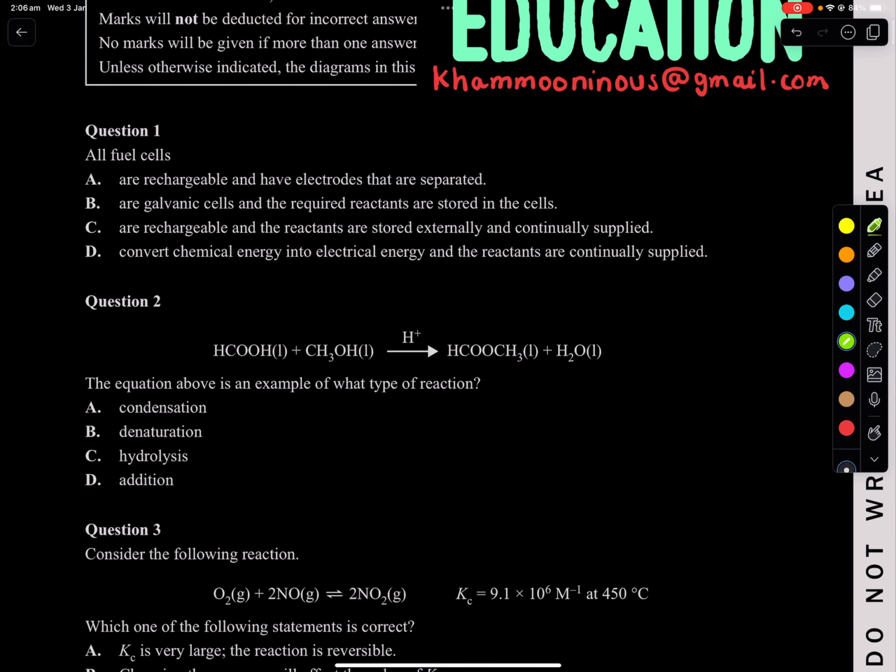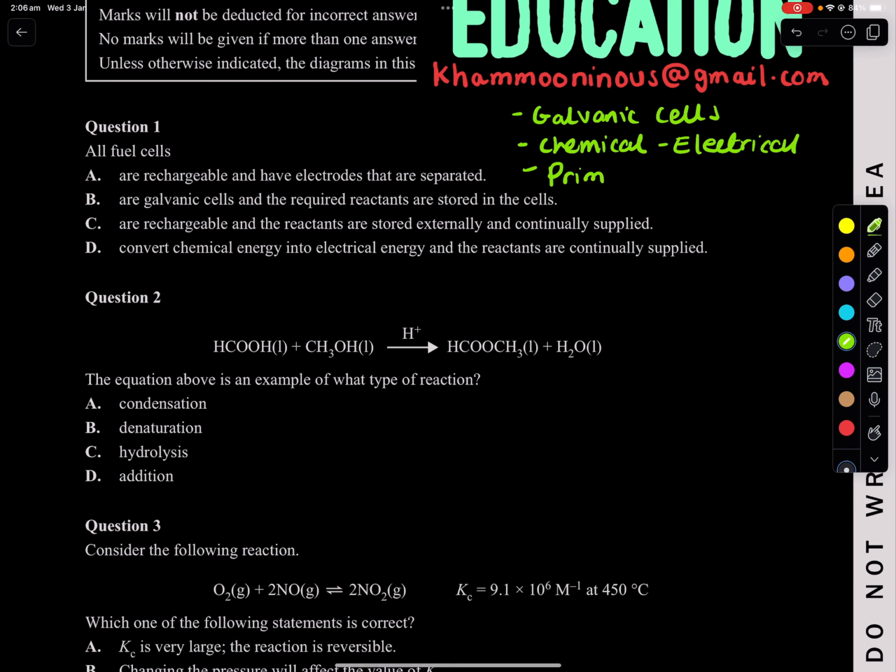Question 1. All fuel cells are... Okay, let's understand a fuel cell. We know a fuel cell is pretty much a galvanic cell. And what does a galvanic cell do? It pretty much transfers chemical energy to electrical. And we also know that it is a primary cell. What does a primary cell mean? It only discharges. So it can discharge, but it cannot be recharged.